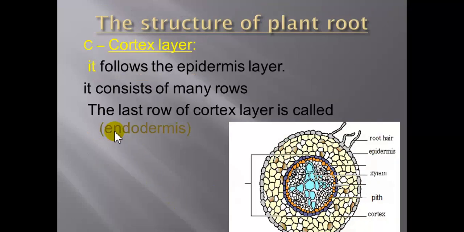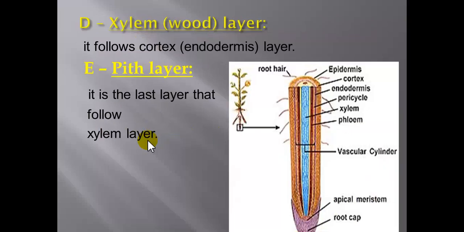Next layer is the cortex layer. The cortex layer follows the epidermis and it consists of many rows. The last row in the cortex is different. It's called the endodermis. Next layer, xylem vessels or wood layer. It follows the cortex or endodermis layer. And the last layer, the pith layer, follows the xylem layer.